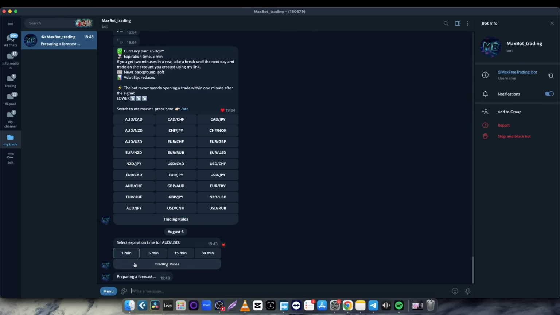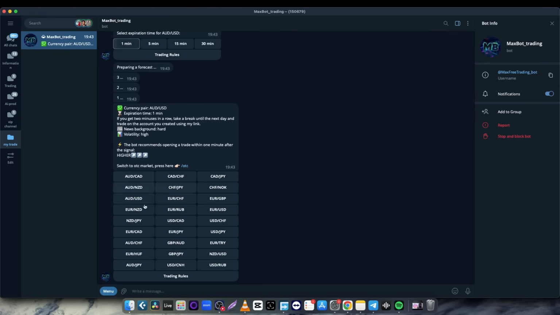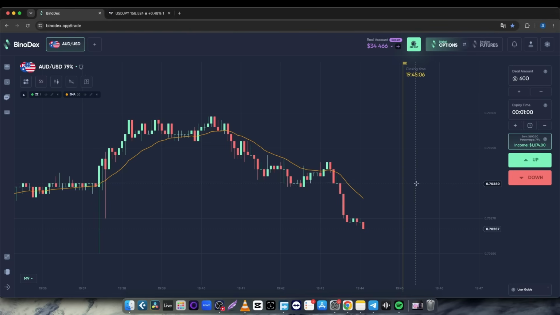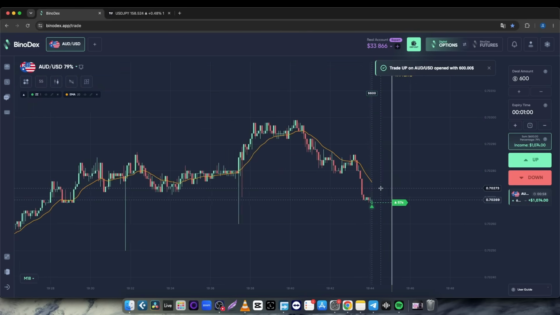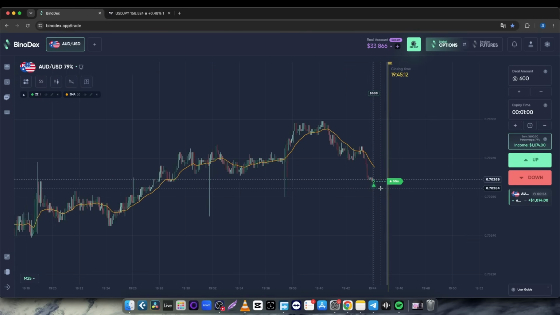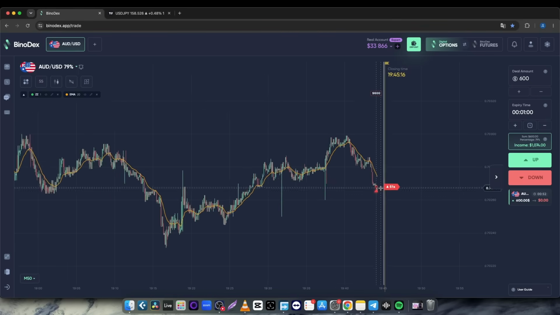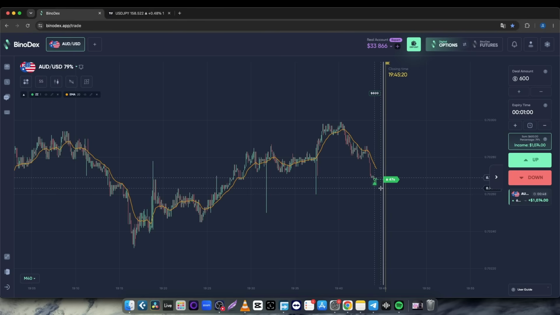The neural network processed the current market data and generated a signal indicating a possible upward price movement over the selected period. I switched back to Binodex and independently reviewed the chart and current market conditions. The signal matched my own analysis, so I decided to open the trade in the indicated direction. Remember, AI should be used as an assistant together with your own trading logic, risk management, and independent market analysis.